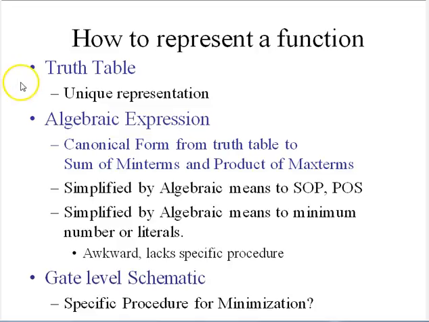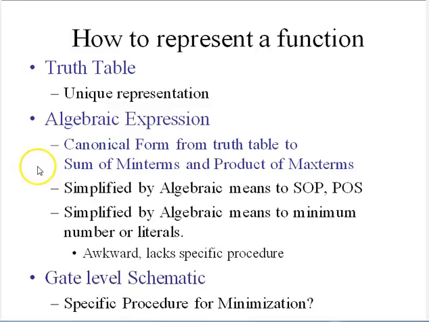Right now we know we can represent a function in terms of a truth table, which is a unique representation of any function. We can also represent a function as an algebraic expression or as a gate level schematic. And what we want to do, of course, in digital logic is produce these gate level schematics. What we've done so far is we've looked at these algebraic expressions, and we can take the truth table and directly from the truth table get the canonical form in terms of a sum of min terms or product of max terms form of our algebraic expression.